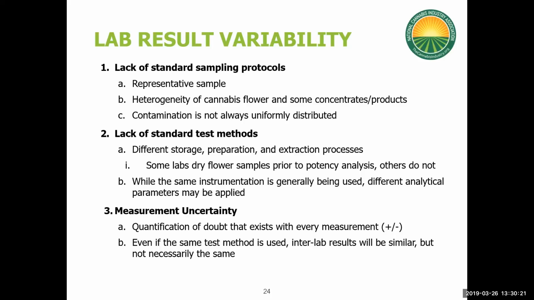And the last reason for lab variability is measurement uncertainty. Measurement uncertainty is the quantification of doubt that exists with every measurement, the plus or minus, if you will. So you might think when you look at your watch or the thermometer in your car that it's giving you a precisely accurate answer every time, but there's always going to be a plus or minus associated with all measurements. And even if the same test method were being used across labs, inter-lab results would be similar, but not necessarily the same, because each lab is going to have a different measurement uncertainty. The goal of any lab is to decrease this uncertainty.